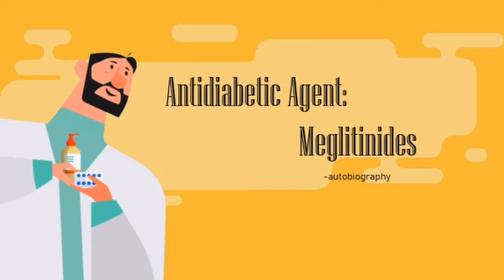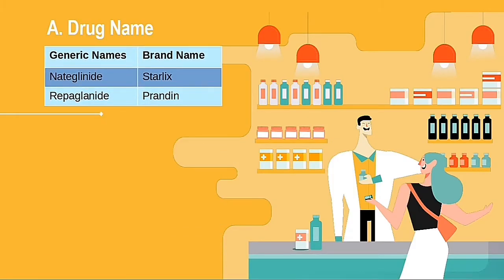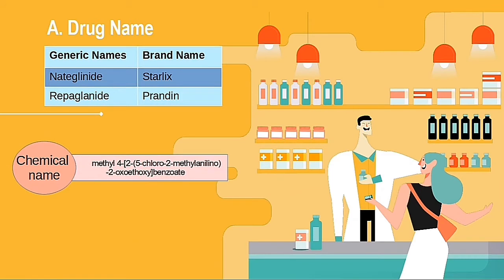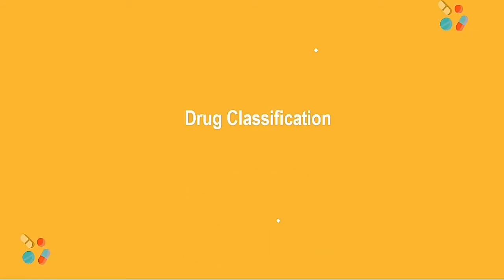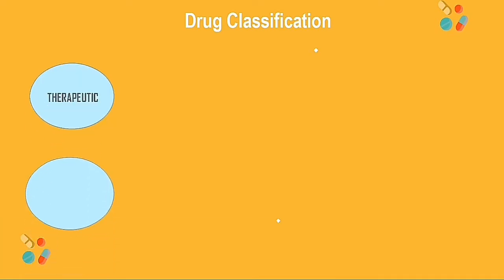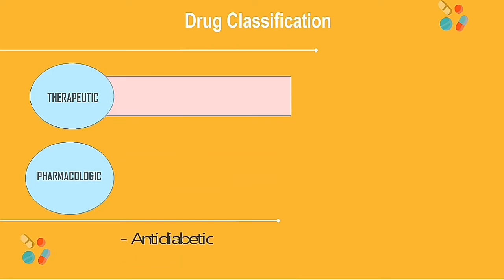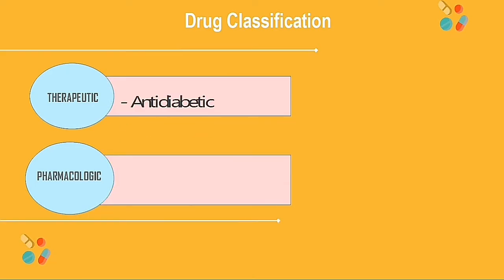I am an anti-diabetic agent called Meglitinides. My generic names are Nateglinide with a brand name of Starlix and Repaglinide with a brand name of Prandin. And this is my chemical name. I am classified according to my therapeutic and pharmacologic effect. Therapeutically, I am classified as an anti-diabetic, and pharmacologically, I am classified as an amino acid derivative and meglitinide.